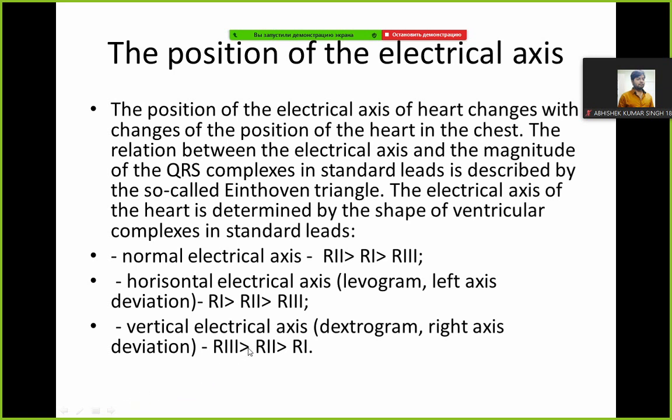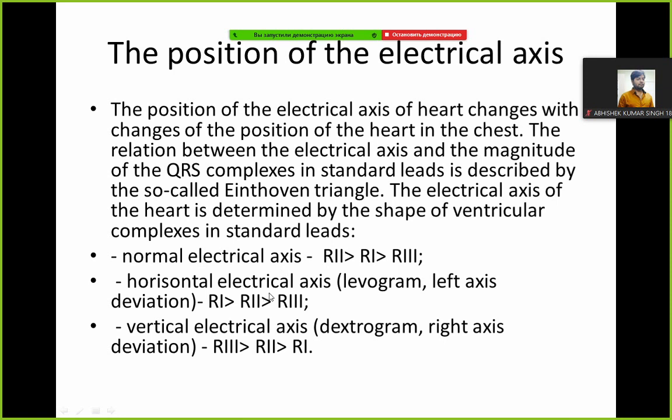The position of the electrical axis of the heart changes with changes of the position of the heart in the chest. The relation between the electrical axis and the magnitude of the QRS complexes in standard leads is described by the so-called Einthoven triangle. The electrical axis of the heart is determined by the shape of ventricular complexes in standard leads. So, normal electrical axis is when the most prominent R wave is in the second standard lead.